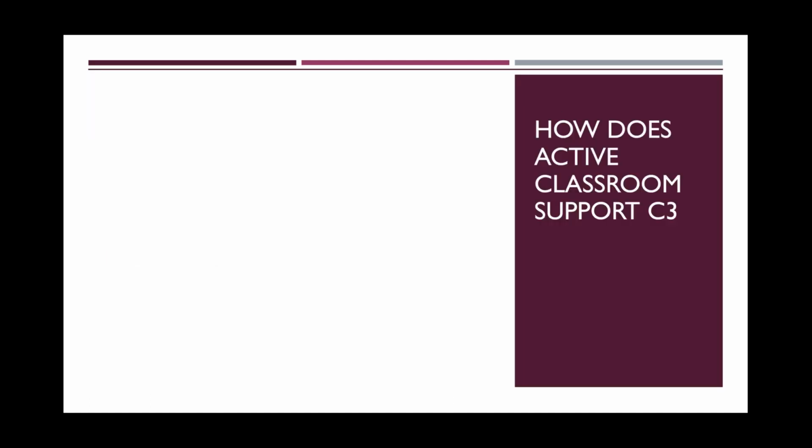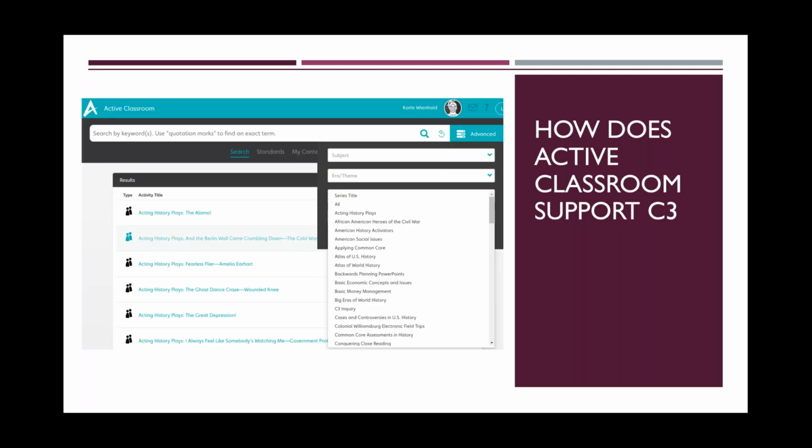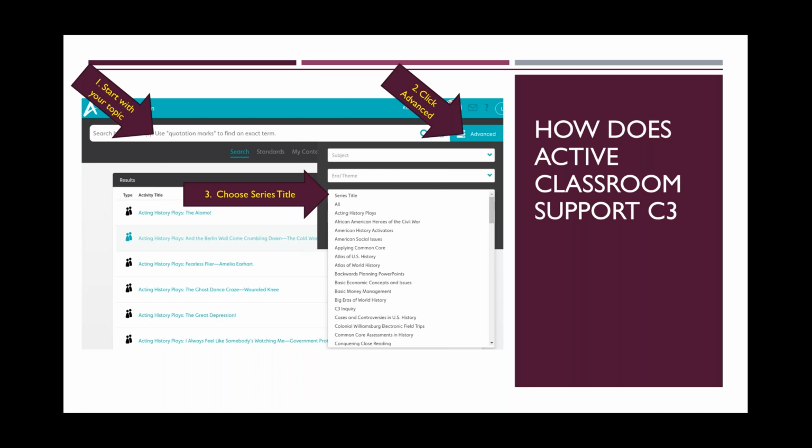So a lot of teachers want to know, I don't have time to plan all these lessons. How do I get to lessons that are there and being able to kind of pick and choose, maybe not use all the sources? Active Classroom has great resources. So if you start out going to your search and you put your topic, American history, modern world history, whatever your focus is, if it's Rome, and then you go to your advanced feature, you choose the series title from the advanced pull-down menu that comes, and then you look for the C3 inquiry.